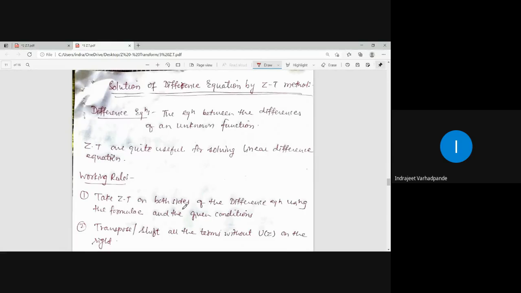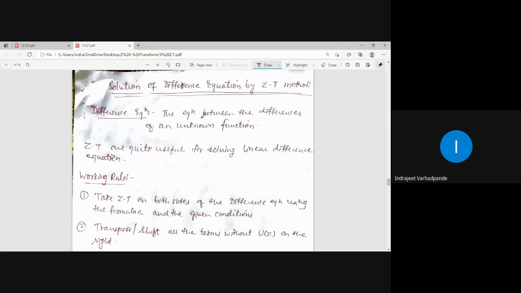Equation by Z transform method. Just like in Laplace transform we used to find the solution of a differential equation, in the Z transform we calculate the solution of the difference equation. How do you calculate the solution of the difference equation? For that we should understand what we mean by difference equation.